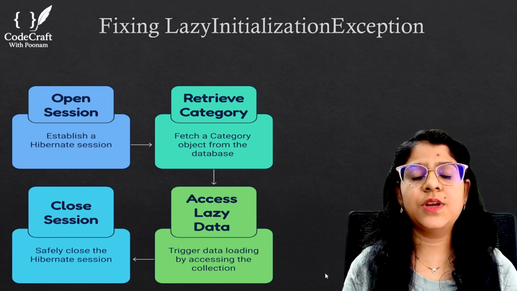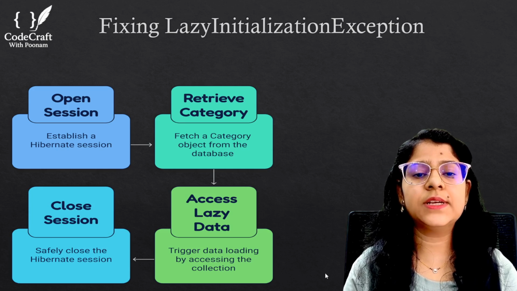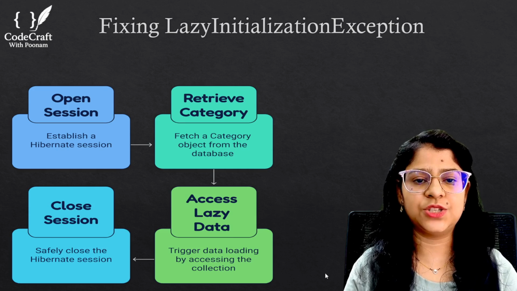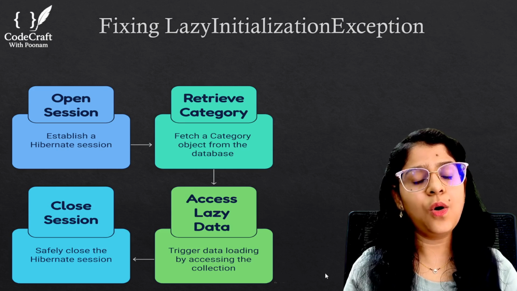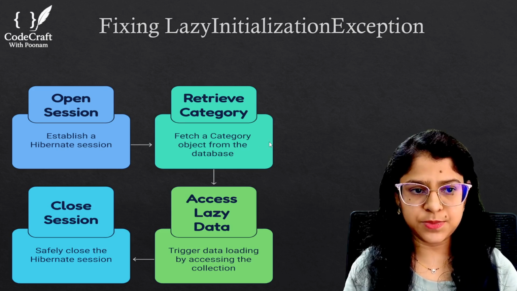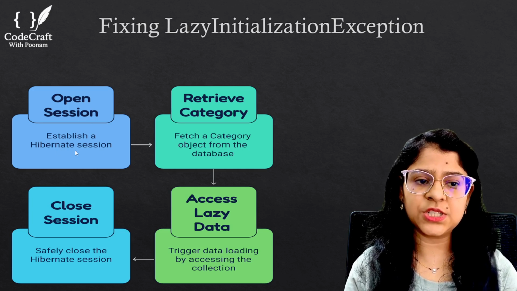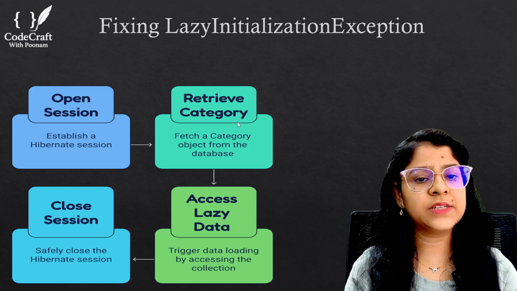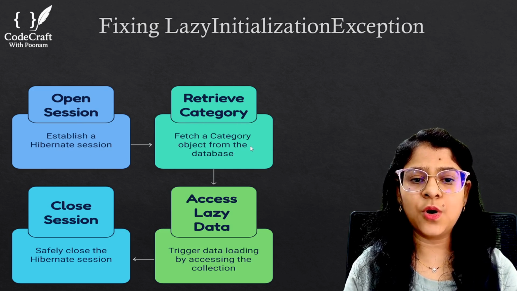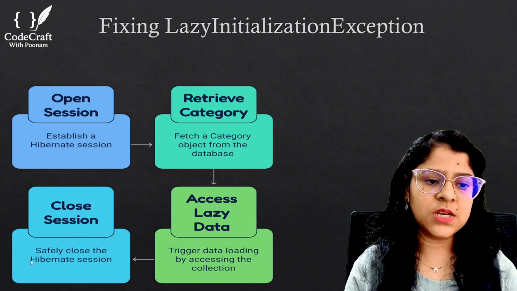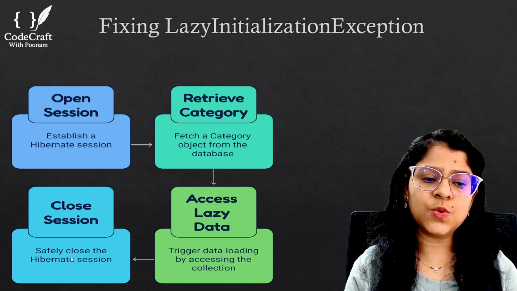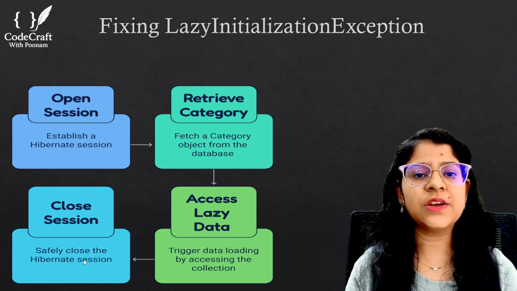Okay, so now coming to our first method, that is access lazy data before closing the session. So this is the simplest fix. Okay, so you can access the lazy collection while the session is still open. Okay, so here this is our first method. First open the session, establish a Hibernate session. Okay, and then return category. So it fetches a category object from the database. Okay, and then access lazy data. That is, it triggers the data loading by accessing the collection, and then close the session. So here the Hibernate session is closed safely. Okay, so that here the data is saved in memory.